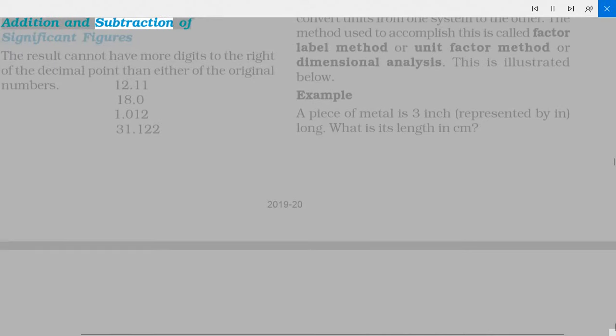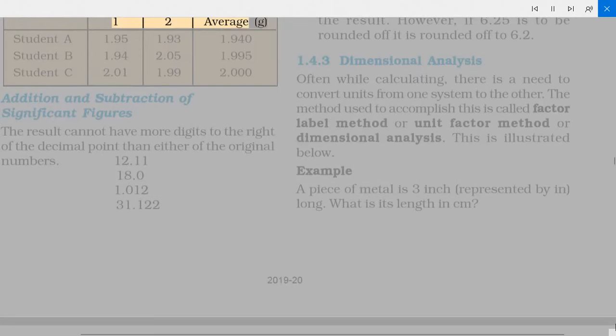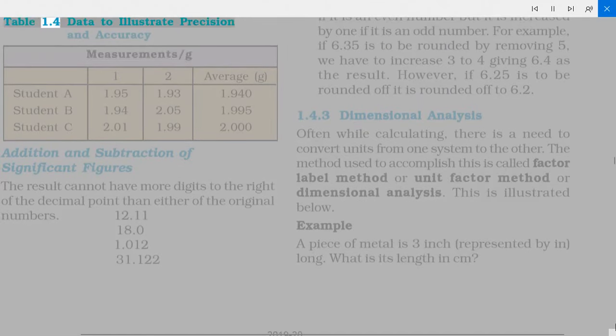Addition and subtraction of significant figures. The result cannot have more digits to the right of the decimal point than either of the original numbers. Student A 1.95, 1.93, 1.940; student B 1.94, 2.05, 1.995; student C 2.01, 1.99, 2.000. Table 1.4, data to illustrate precision and accuracy.